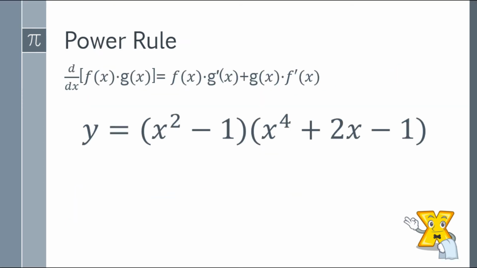We have y is equal to the quantity x squared minus 1 times the quantity x to the 4 plus 2x minus 1.